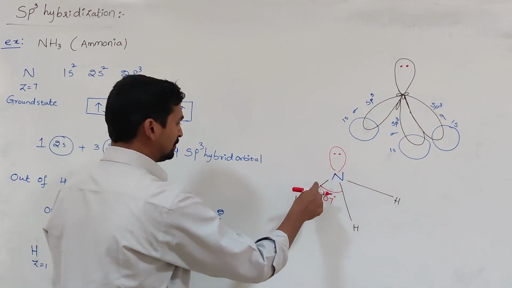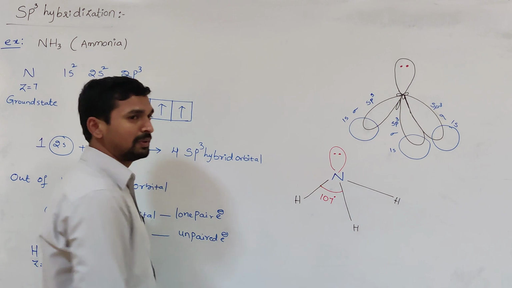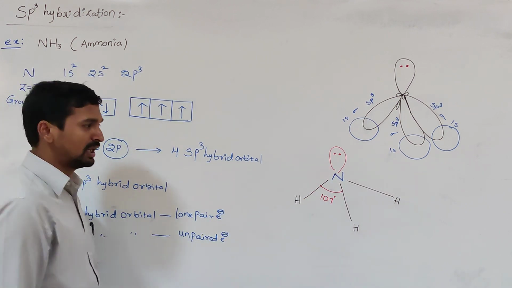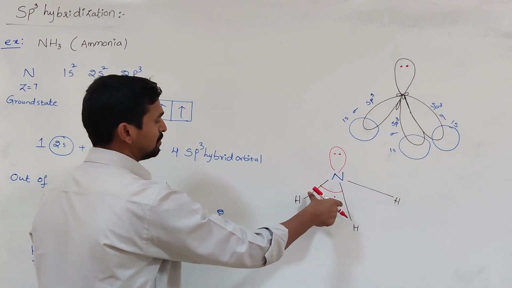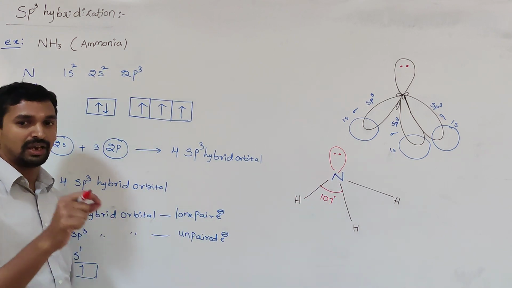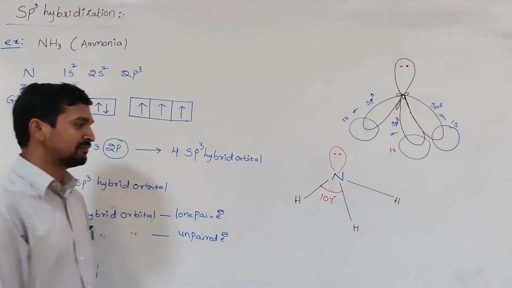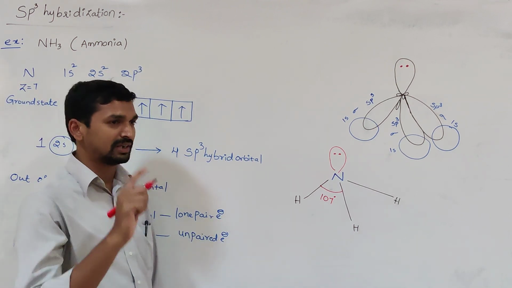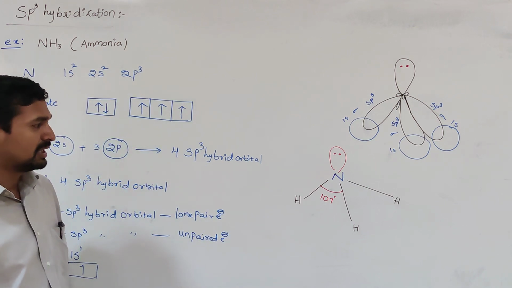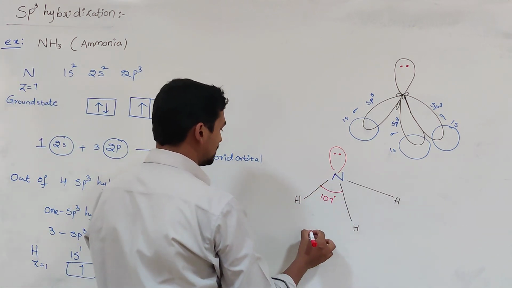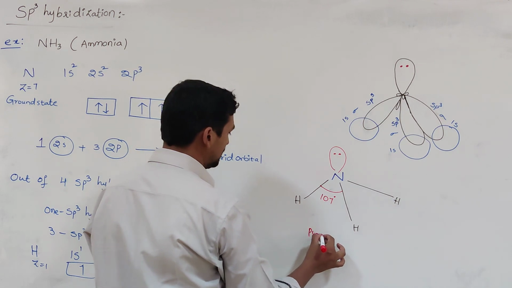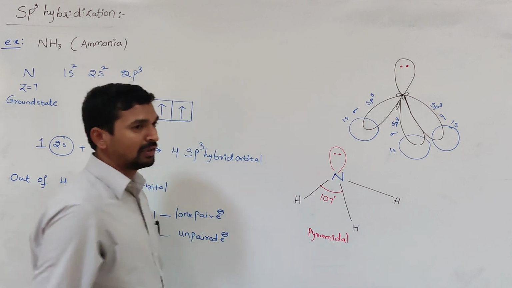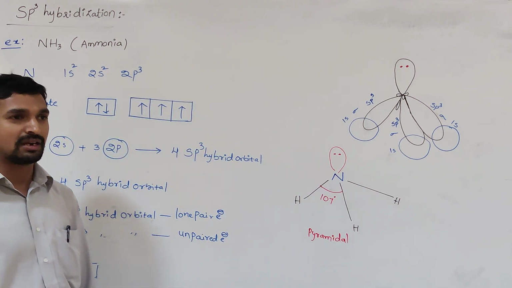Among the lone pair-bond pair and bond pair-bond pair repulsions, lone pair-bond pair repulsions are stronger. So these repulsions push the bond pairs close together. That's why the bond angle is reduced from 109.5 degrees to 107 degrees. That is one important point. The second one is that the geometry of the ammonia molecule is pyramidal, because the presence of the lone pair of electrons distorts the regular geometry.